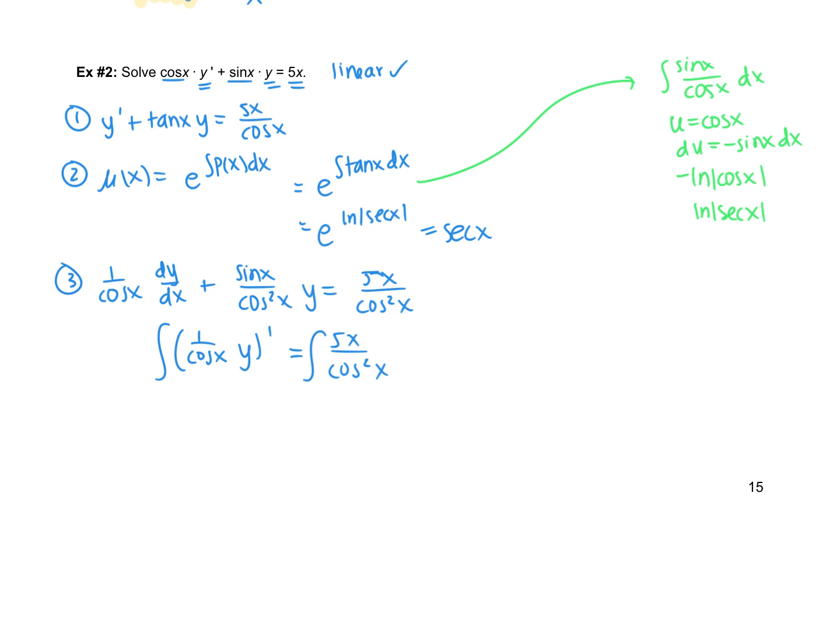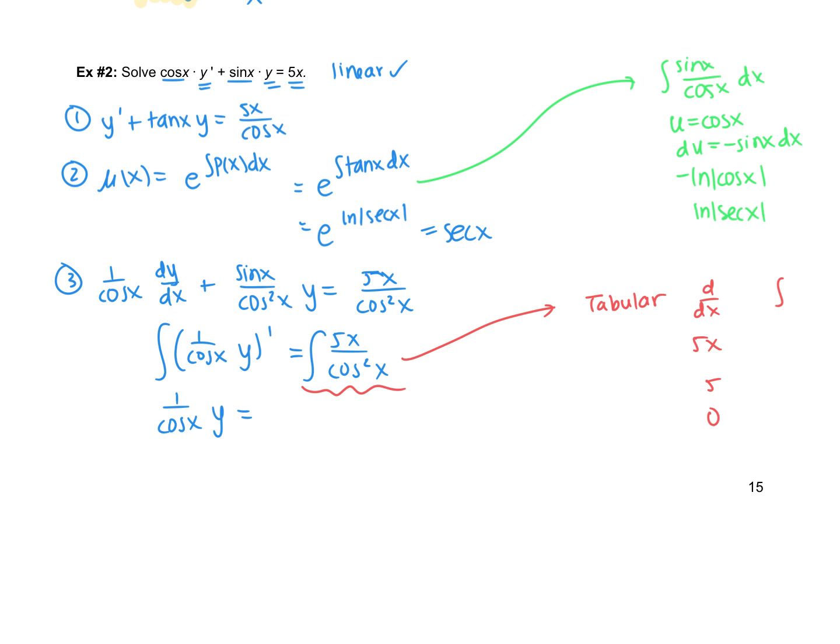So now we're going to integrate. On the left side, we get 1 over cosine of x multiplied by y. On the right side, this again is going to involve a little bit of side work. In this case, I'm going to use tabular. So if you remember, with tabular, you differentiate one side and you integrate the other side. You want to differentiate the term that's eventually going to get to 0. So we have 5x, 5, and 0.